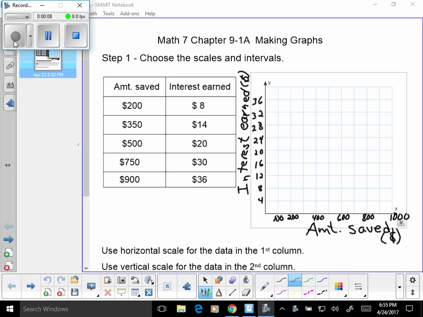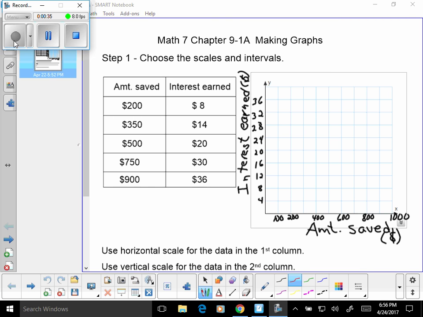In this chapter, we will be working with graphing. We'll also be working with functions and linear functions. We're going to start first of all, though, by learning how to make graphs from data that we're given in a table. One of the first things we're going to have to do in making a graph is figuring out our scales and intervals.